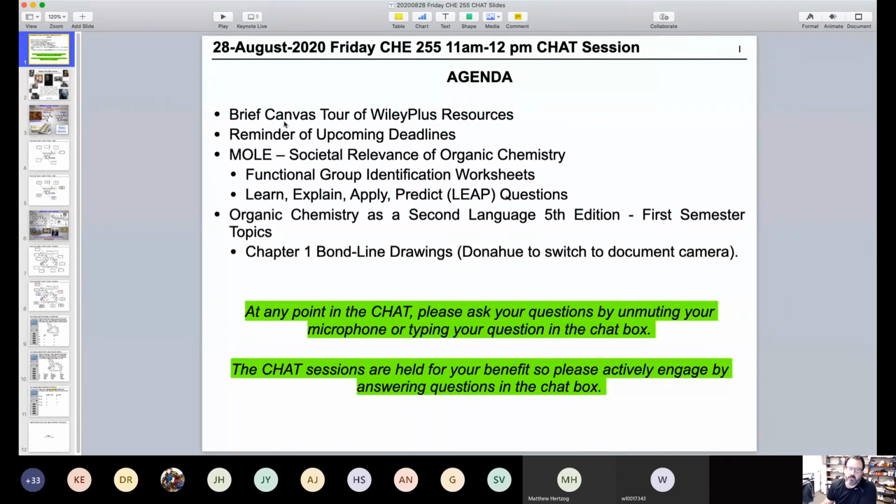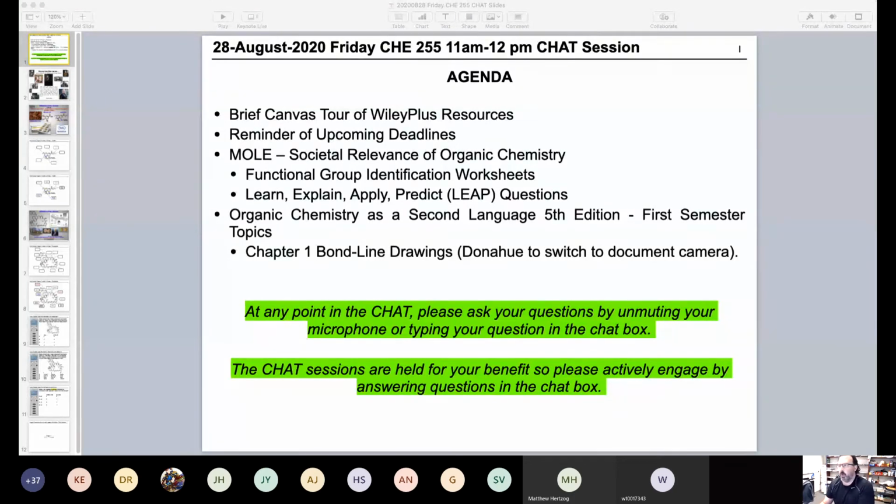So I want to do just a brief tour of Canvas because I'm getting a lot of emails about where to find things. And a reminder of some upcoming deadlines. Then we'll go through the molecule of the lecture. We'll look at some functional group identification worksheets, which were posted in Canvas. And then hopefully we'll get to the workbook stuff today as well.